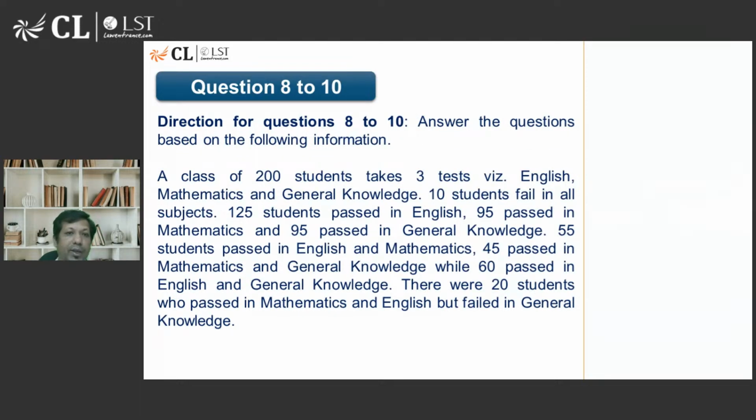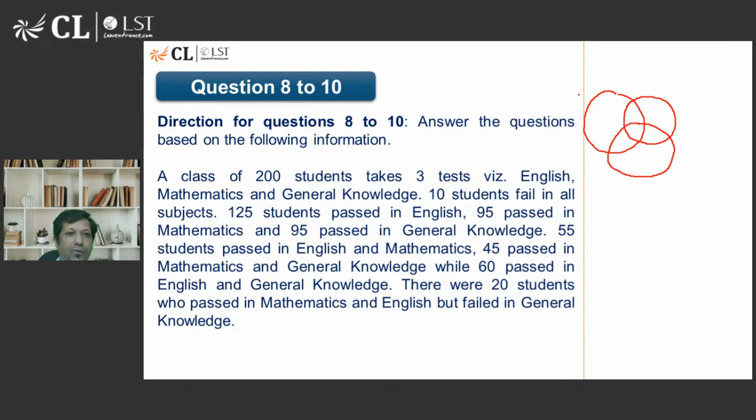Now let's start this one. There are 3 questions based on this. A class of 200 students take 3 tests: English, mathematics, and general knowledge. 10 students fail in all 3 subjects. 125 passed in English, 95 passed in maths, 95 passed in GK, 50 passed in. Okay. So basically, there are some intersections. So this is definitely going to be a question of set theory, or I would say Venn diagram.